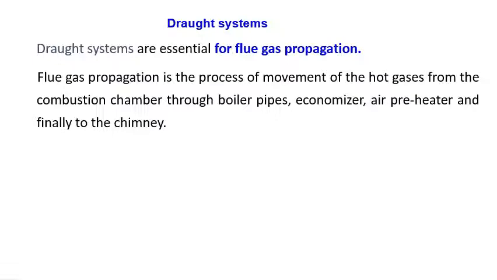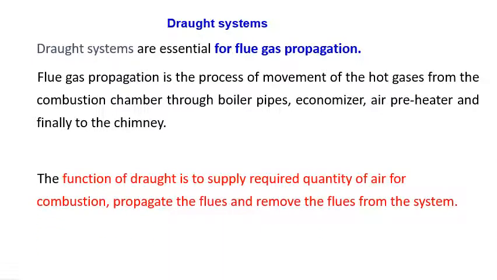It has to pass through a number of different boiler accessories like the economizer, where it exchanges heat with the incoming water, the air preheater, where it exchanges heat with the incoming air, and finally it goes to the chimney. If the boiler is provided with an electrostatic precipitator, then it has to pass through that also. So the function of the draft is to supply the required quantity of air for combustion, propagate the flue gas, and remove the flue gas from the system.